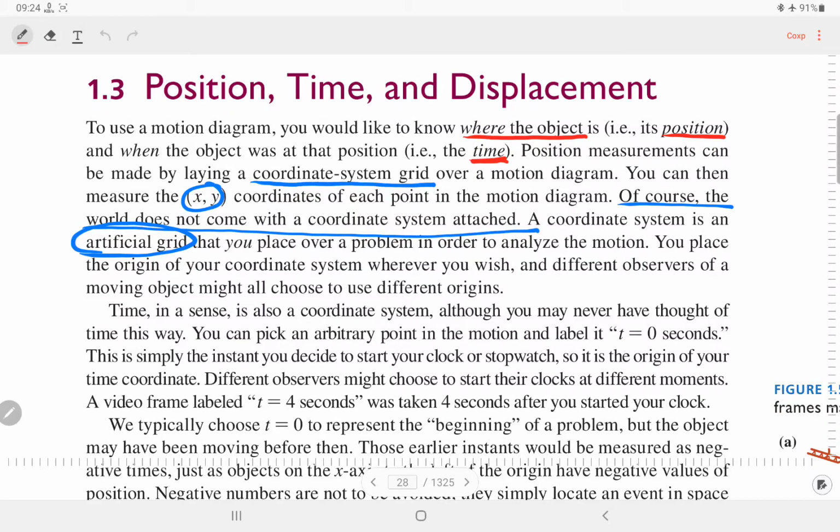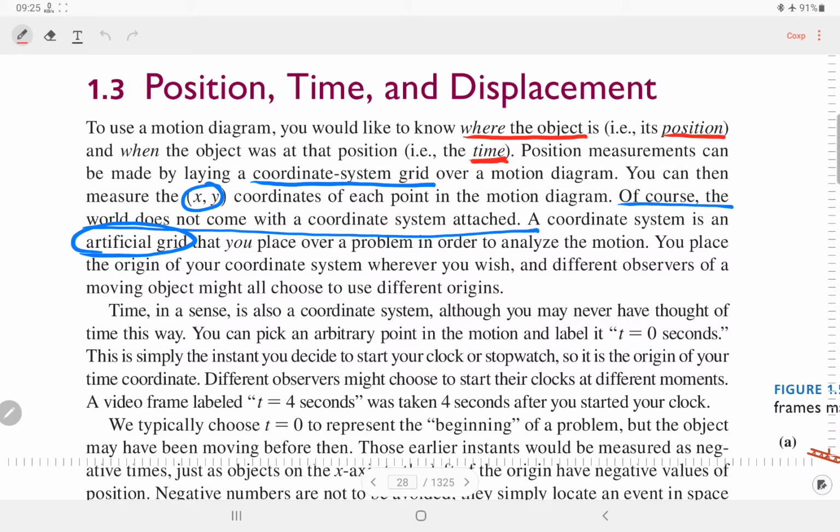I mean, it's not matter. It's not something that you can touch. It's something that you place over the problem in order to analyze the motion. This is just one of the methods to solve the problem or to analyze the motion. We just draw an artificial coordinate grid because it makes our solution of the problem simple.